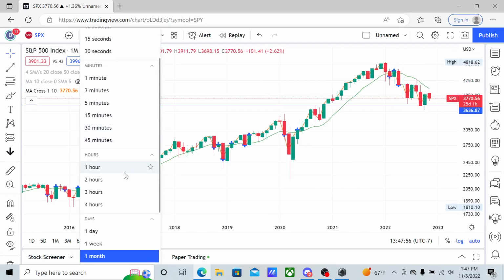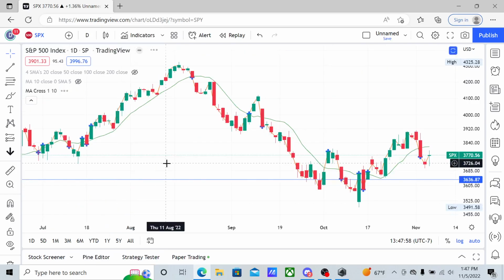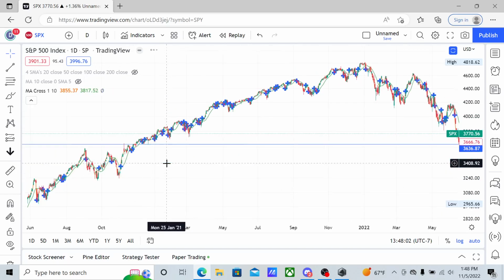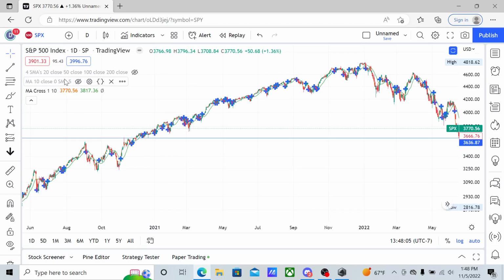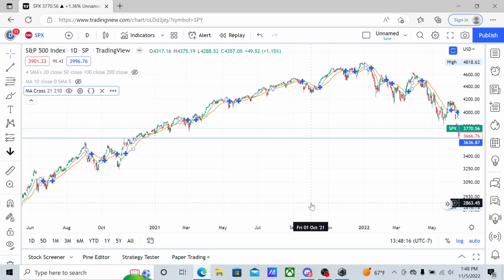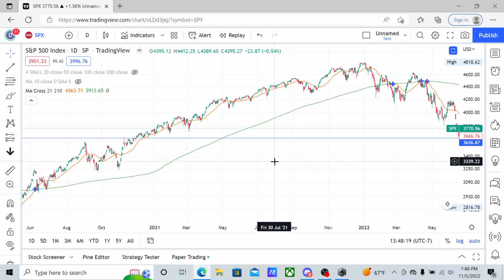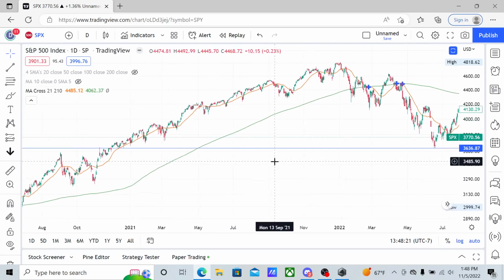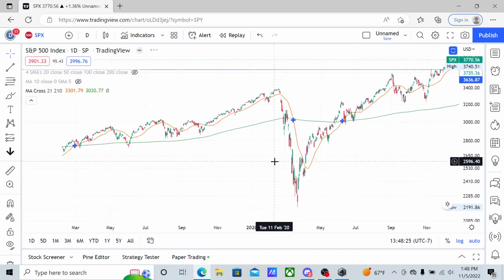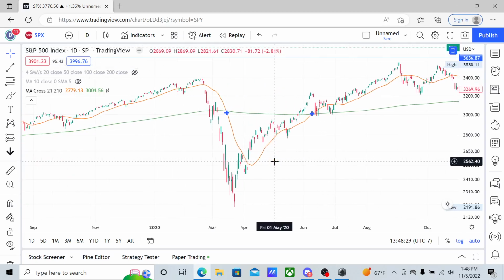Weekly chart, you could essentially do the same thing. I'm going to hop back over to the daily. All right, so the daily will tell you a lot more because it's a much shorter amount of time. So you could take that same moving average cross, and here you could plug in the 21-day and the 210-day. So this will give you a much more unique outlook. So again, if we went back, let's take COVID for example.